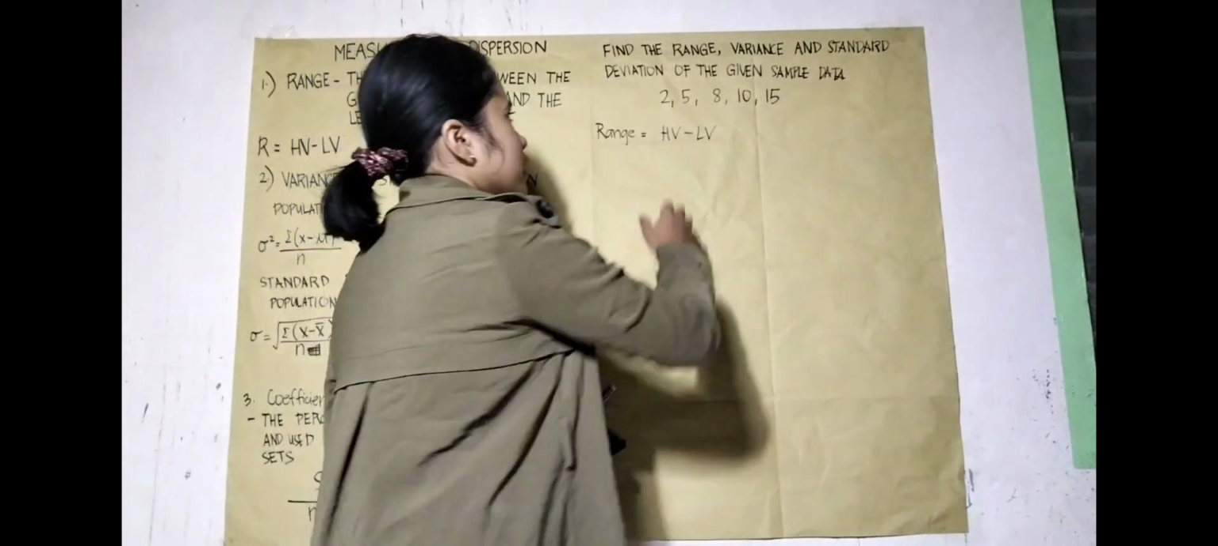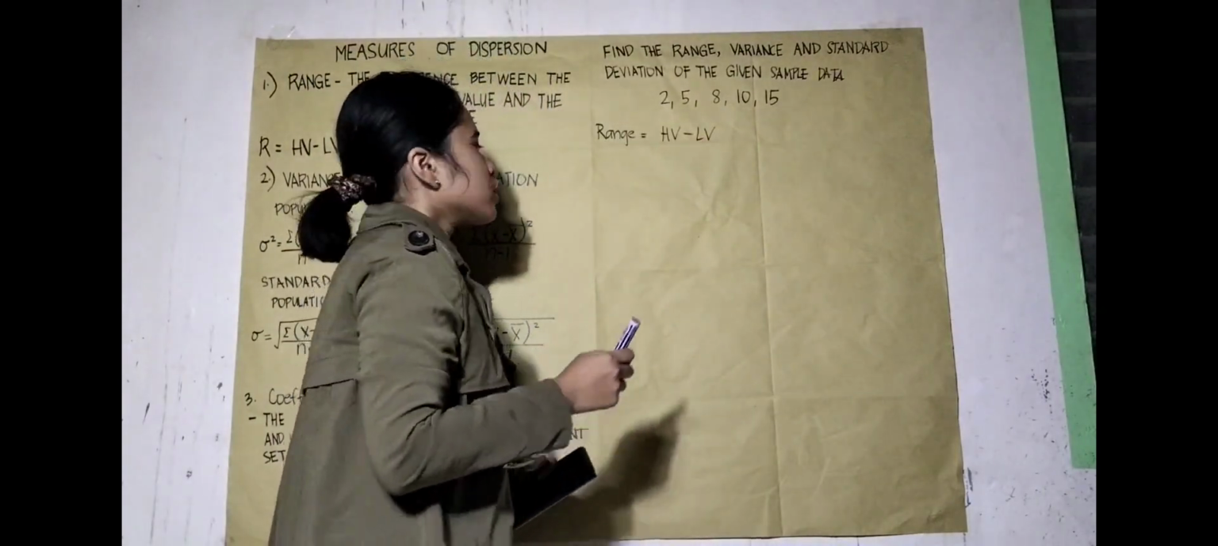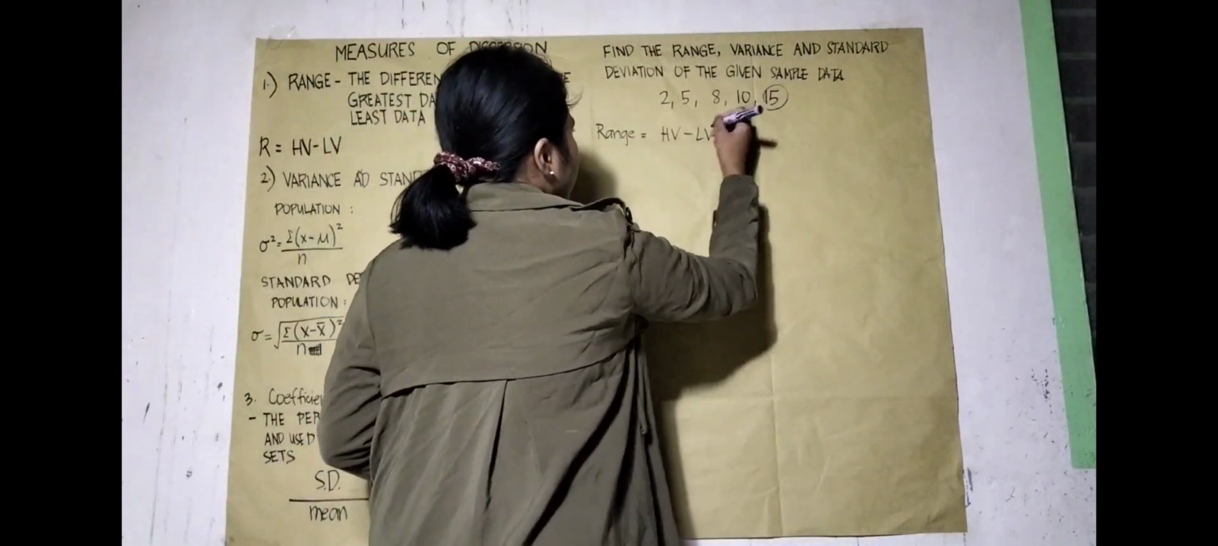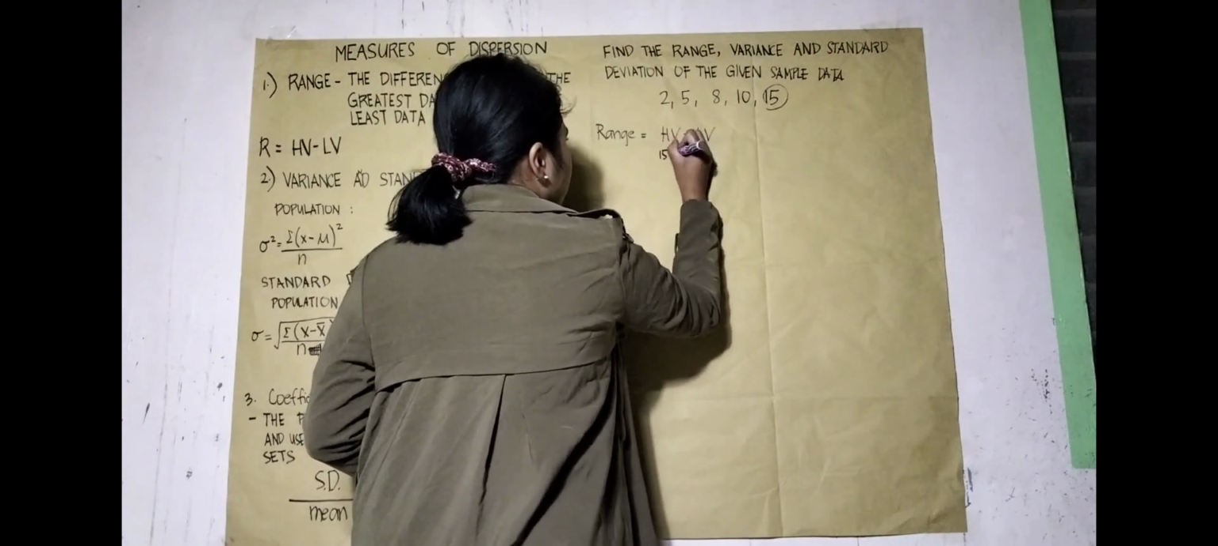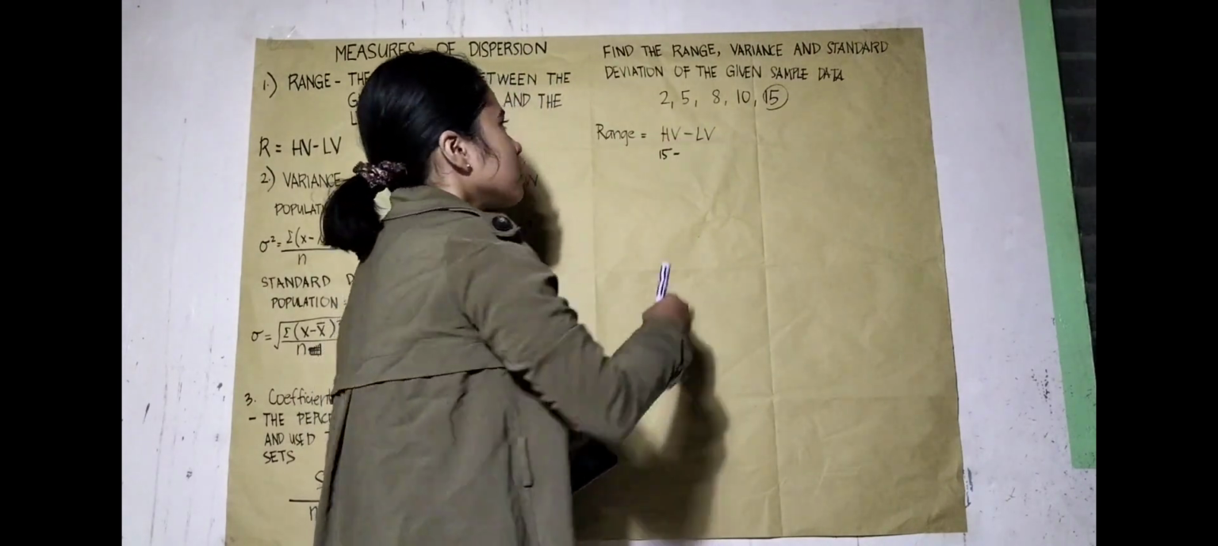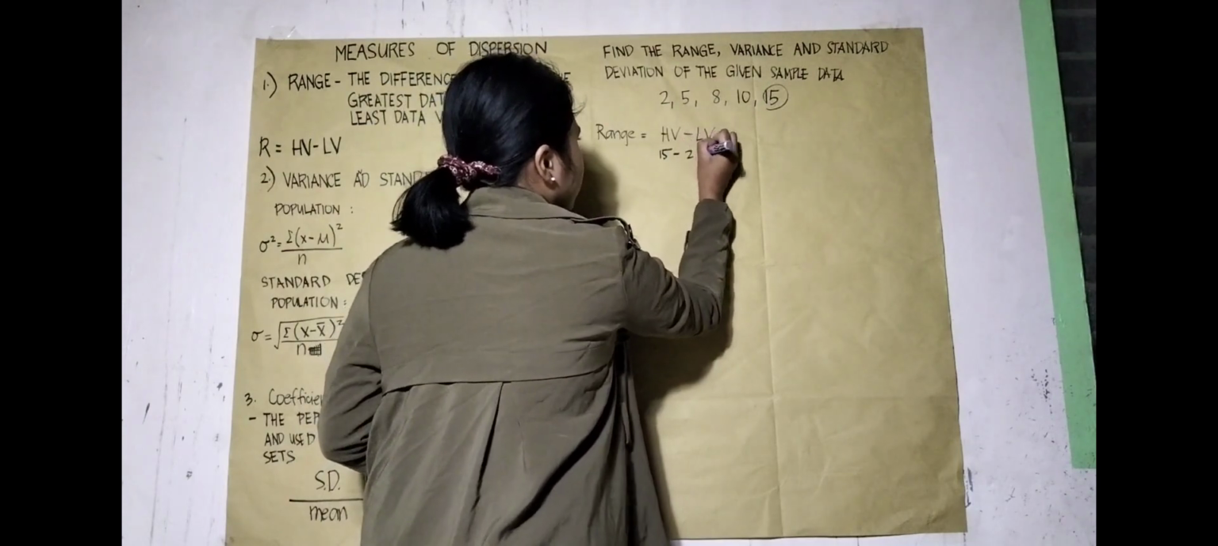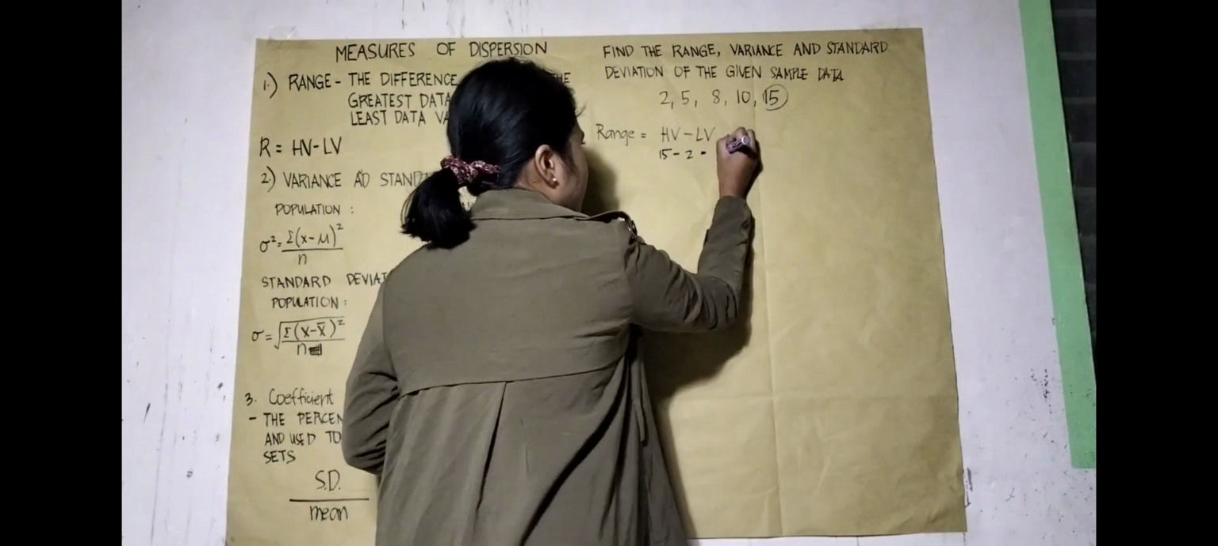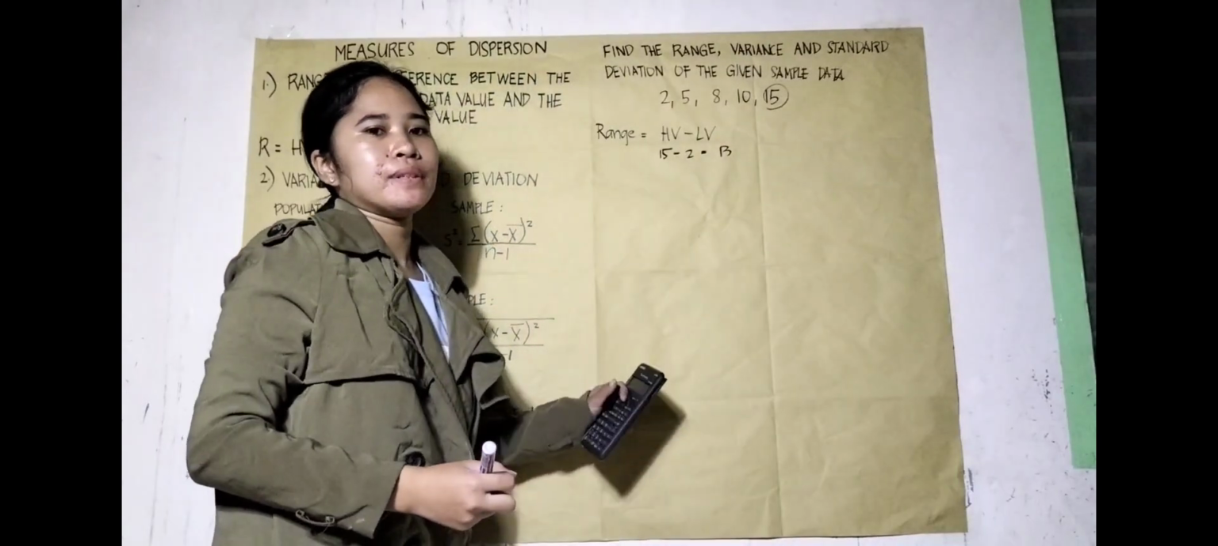So first, let us determine the highest value for this numerical data. For this numerical data, we have 15. 15 is the highest value and 2 is the lowest value. So 15 minus 2 is equal to 13. Therefore, our range for the sample data is 13.